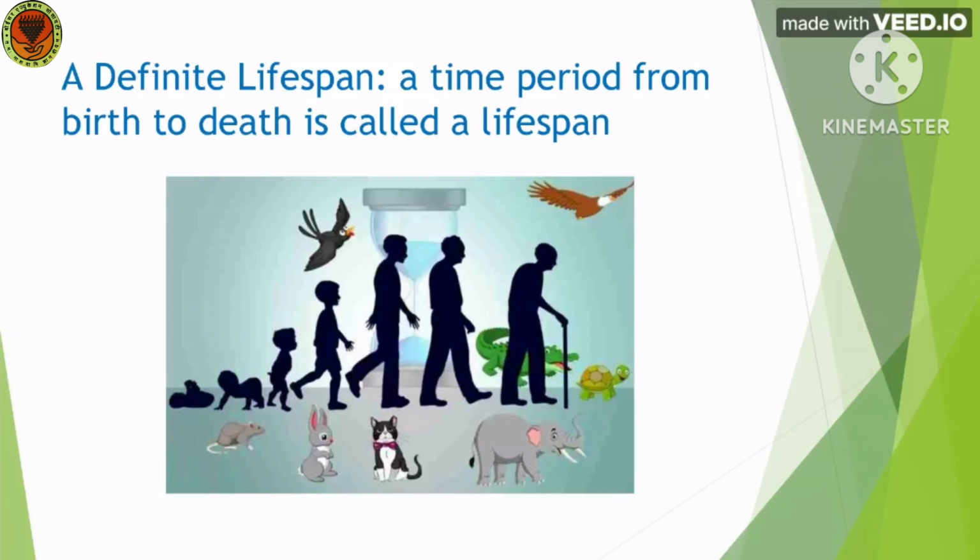Next, a definite lifespan. At a certain stage of life, a living thing becomes capable of reproduction. Later on, after the reproductive stage, their organs become weak, and still later their life comes to an end. In other words, living things die. The lifespan of different animals and plants is different. A definite lifespan means the time period from birth to death. The lifespan of a dog is about 12 to 18 years, while the ostrich lives for 50 years.